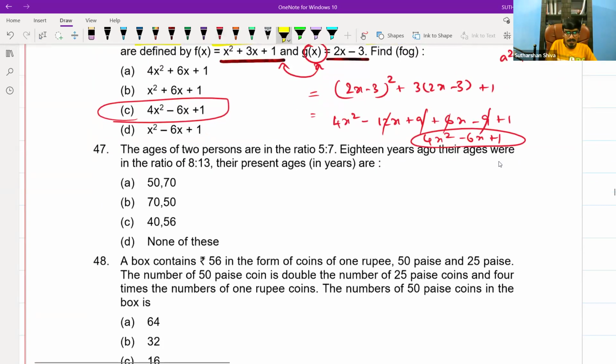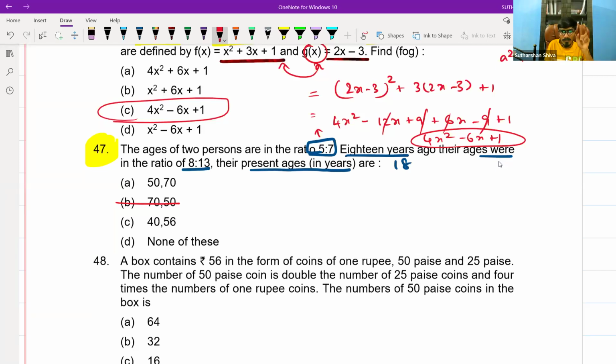Then 47 is an interesting one, which you can go with an option-checking method. If the ages of two persons are in the ratio of 5:7, 18 years ago their ages were in the ratio of 8:13. The present age ratio they have given is 5:7. Fine. If it is 5:7, all my answers should be in the form of 5:7. Option B is not in 5:7, so from that condition I have already eliminated one. Option A and option C are going to be in the same 5:7 proportion. Option D is also possible, but mostly it will not be. Okay, option A, I will take 50, 70.